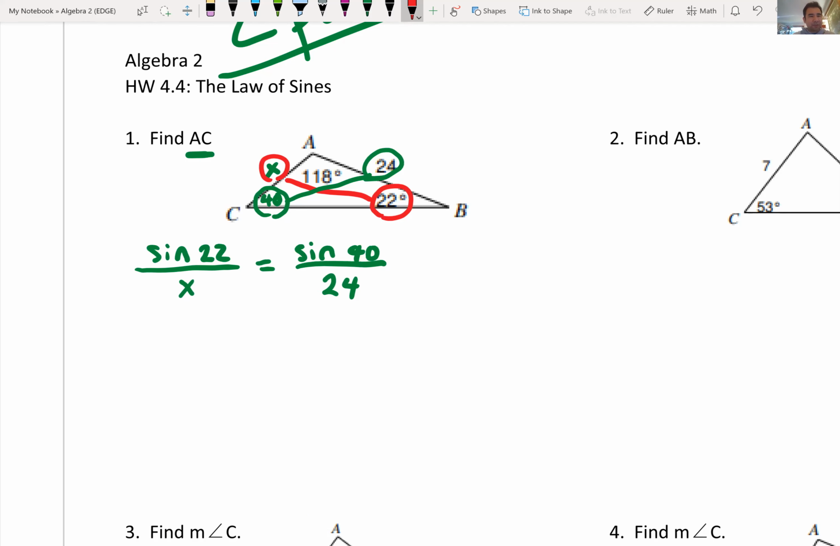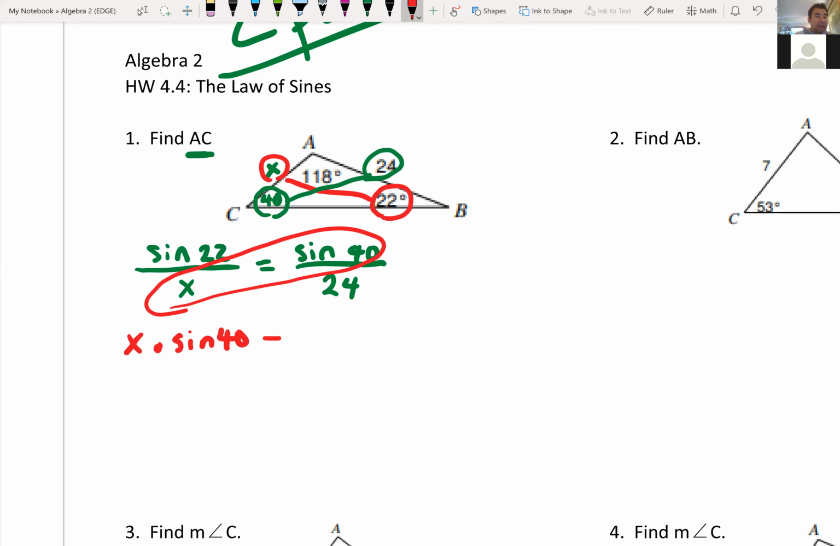Does anybody have the answer for number one? Very good. About 14. So it will be x times sine of 40, and that is equal to the other diagonal multiplied together: sine of 22 times 24. This is called cross multiplication.